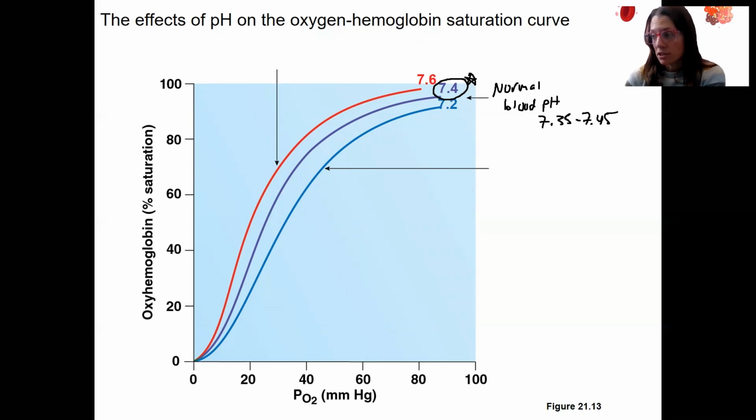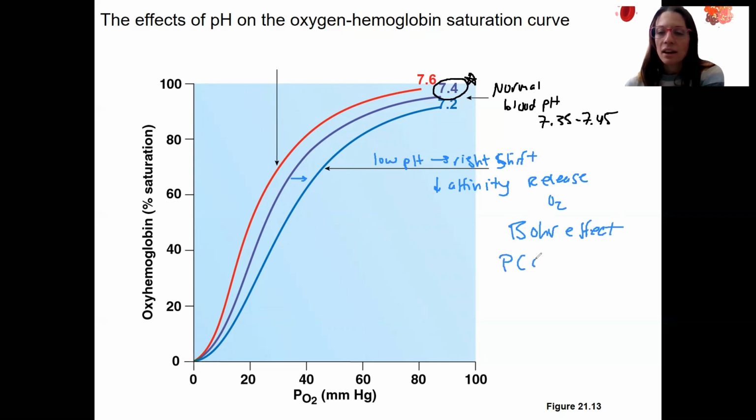Now we've got shifts. So remember I said before, our example was a shift right. So let's do that first. This shift right is low pH, right shift. What does this mean? Lower affinity. Release more oxygen. Lower affinity means less oxygen bound. It's going to be releasing oxygen, not binding it. This is called the Bohr effect.